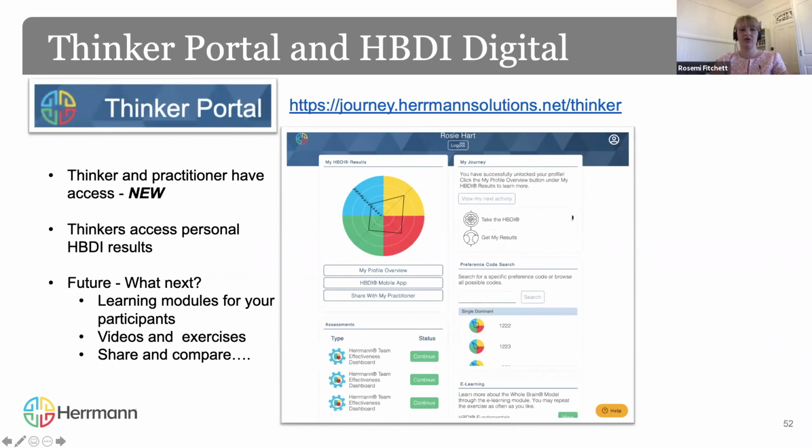There's a preference code search, which is where, you might remember the red tab of the interpretation booklet where you could read all the different preference codes. You can now search them using this function, and you can see past assessments you've completed, and you can also see e-learning you've completed.